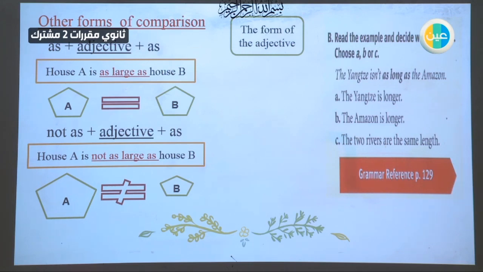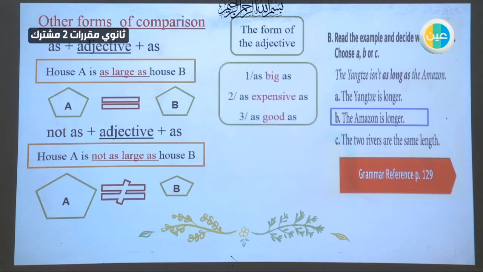But it's okay, you can use the regular one, like the ER or EST, for example, or the more with three syllables, but this one is a different form. In this sentence, if it's not as long as, I'm negating the fact that they're the same size, it means the Amazon is longer, okay? Of course, because we know that the Amazon is longer. Now, this is very important. What is so special about that form of comparison?